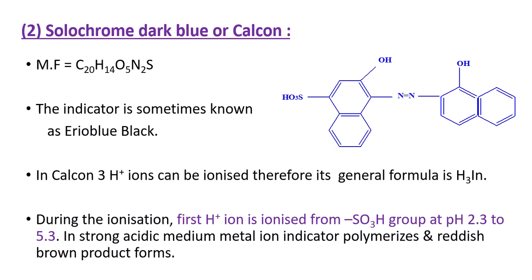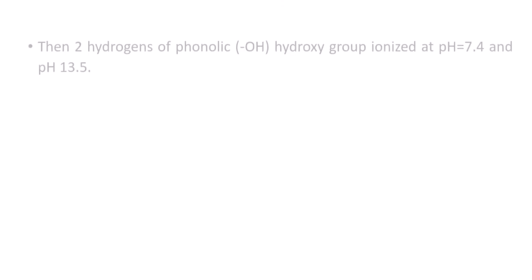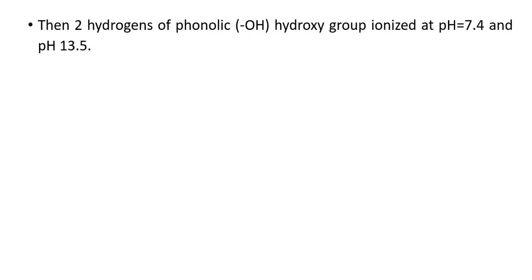It is almost similar to EBT. The only difference is we are using this specifically for identifying calcium and magnesium in the given mixture. So Calcon is generally used for that purpose. Here you can see the first ionization is from the hydrogen which is ionized from the SO3H group within the pH range of 2.3 to 5.3 in a strong acidic medium. After that the hydrogen of the phenolic hydroxyl group ionizes at pH 7.4 and 13.5.